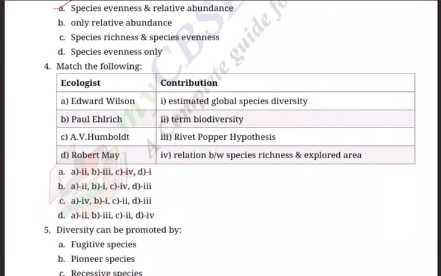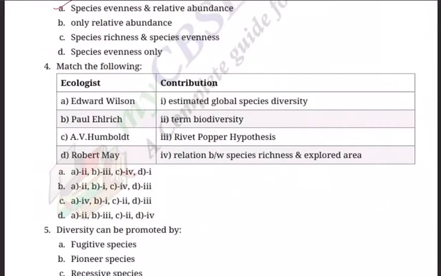Now question number 4, match the following. This normally will have a lot of permutations and combinations, so one must be careful in answering match the following. He has given the names under column A, that is ecologist name and contribution. Edward Wilson, estimated global species diversity. Paul Ehrlich, term biodiversity. Humboldt, rivet popper hypothesis. Robert May, relation between the species richness and explored area.